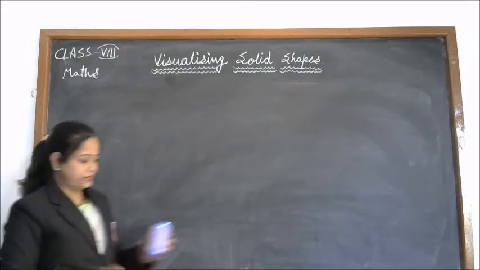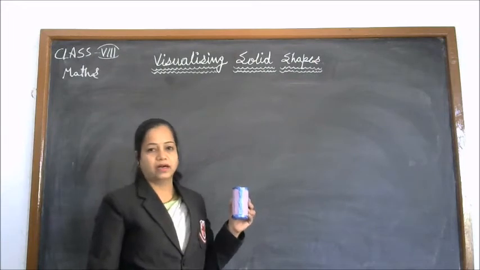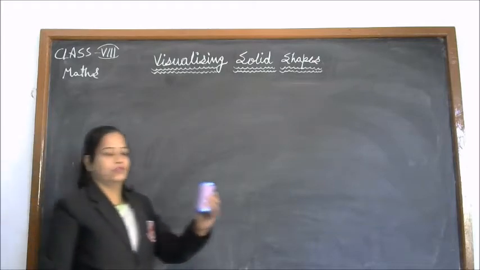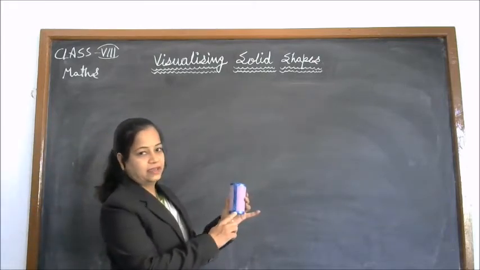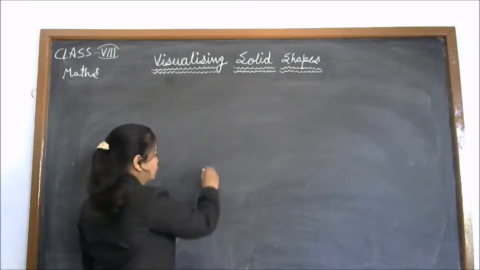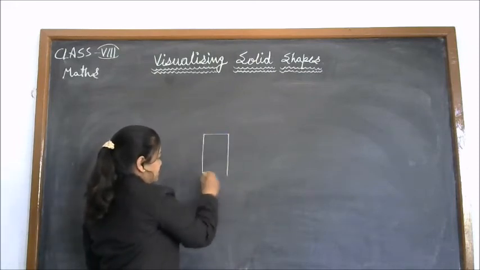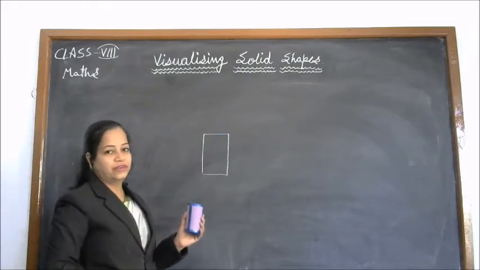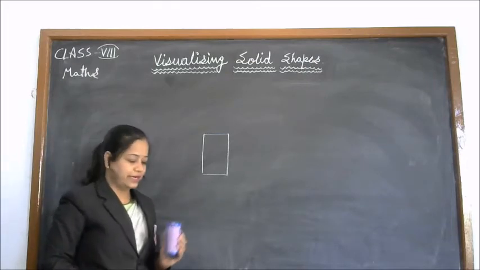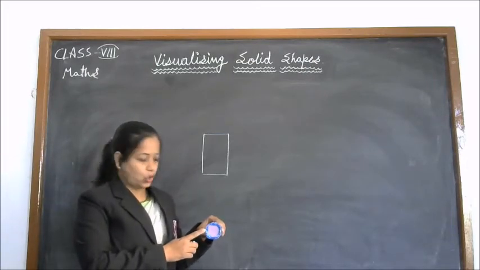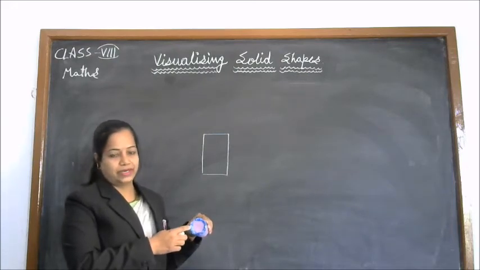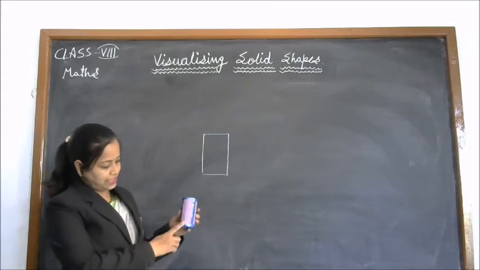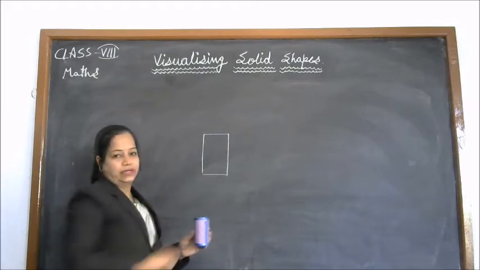Similarly, if we see a cylinder, the cylinder's front view is a rectangle. If we draw its front view, we can draw it like this. So the cylinder's front view is rectangular. Its top view is this. Its top view is circular and its side view is also rectangular.